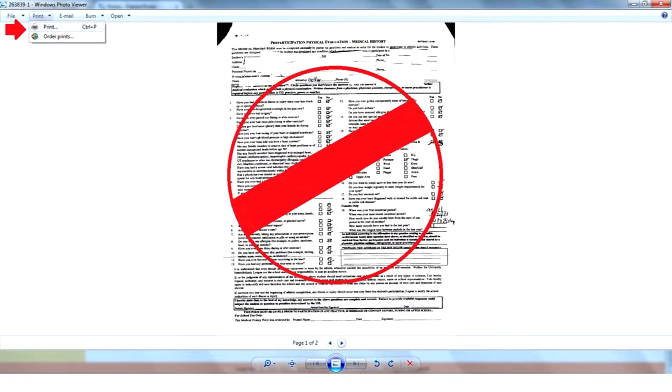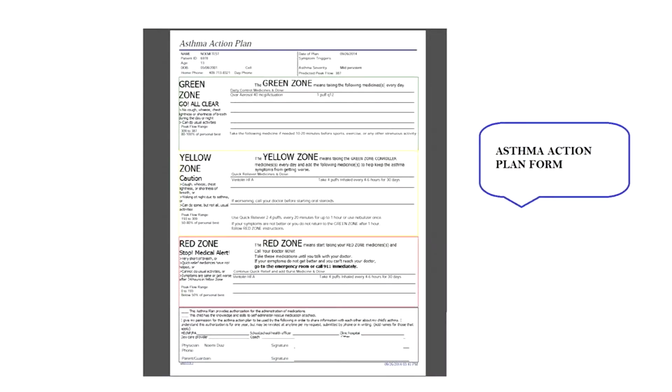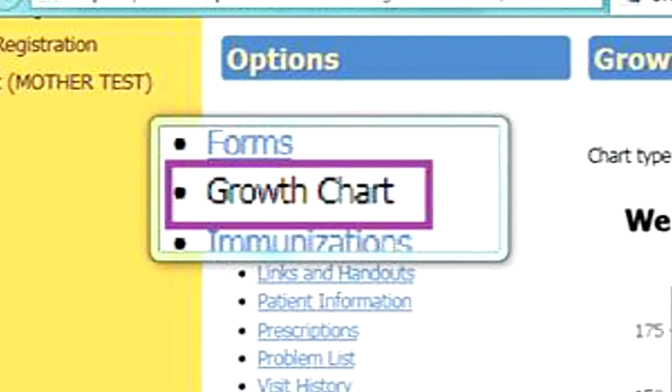Let's look at some examples of all the forms. School Physical Form, School Excuse Form, WIC Form, Lab Order Form, Head Start Form, Work Excuse Form, Asthma Action Plan, Dental Clearance Form. Notice, it is required that all forms be printed out through the patient portal. We will no longer keep paper copies in our clinic for pickup. If you do not have access to a computer, you may come to our clinic and use our laptop to print out these forms.